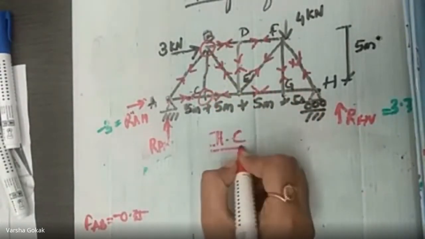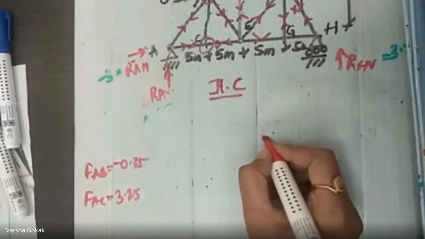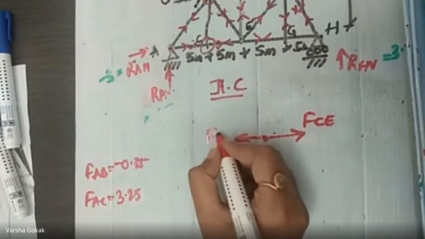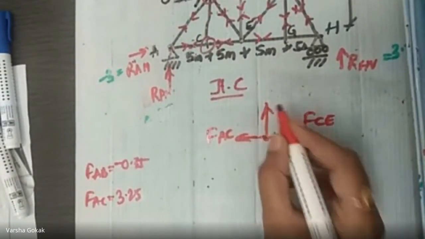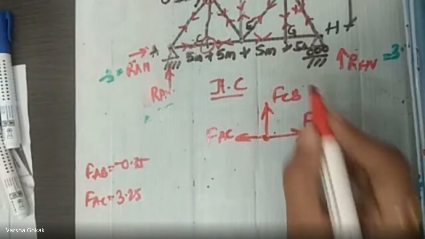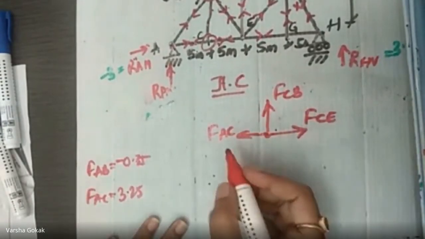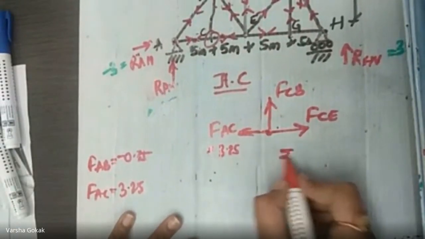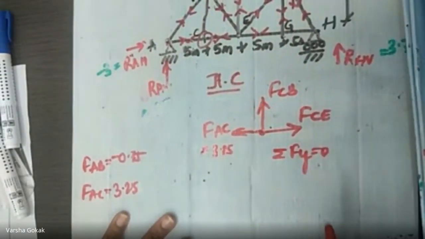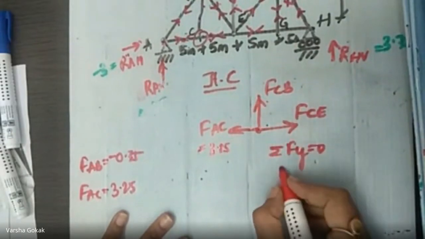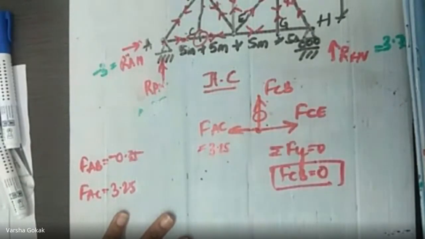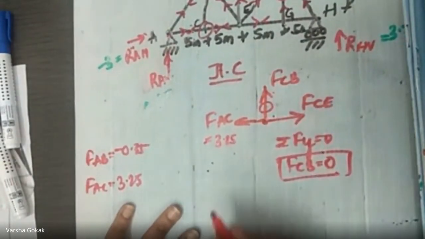Okay, so joint C. Draw the free body diagram for joint C. You have one force coming here. This is FCE. You have one force here, FAC, and you have a vertical FCB. Right? So to this apply FAC value we have, that is 3.25. Summation Fy equal to 0 first I take. I have only FCB equal to 0. So this is a zero member force. There is no force because there are no vertical forces.